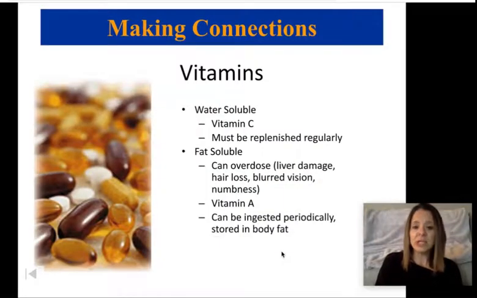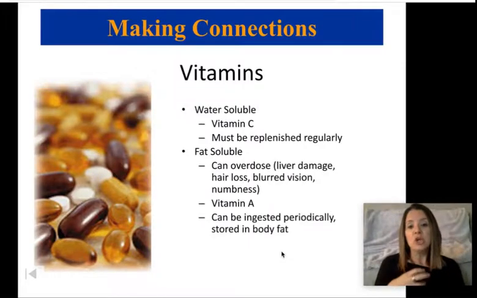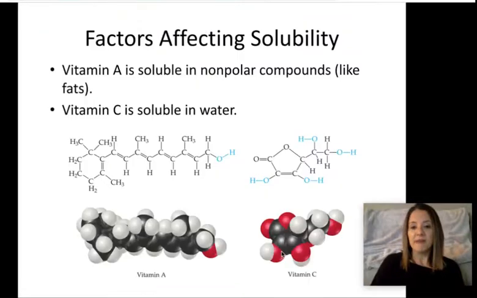Here's an application. When it comes to vitamins, different vitamins are either water soluble or fat soluble. Vitamin C is a water soluble vitamin. That means that if you take too much vitamin C, your body will just pee out the excess, or you'll sweat it out. It will come out in the water portions of your body.